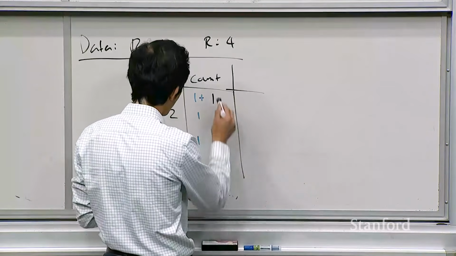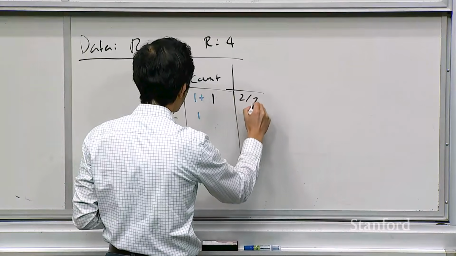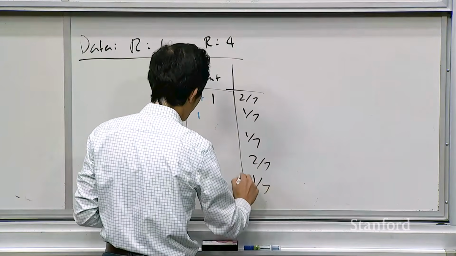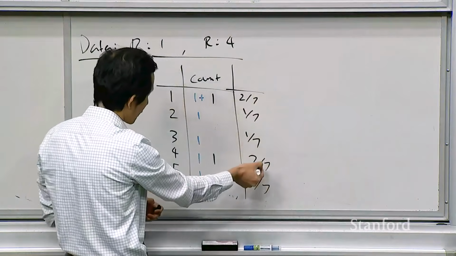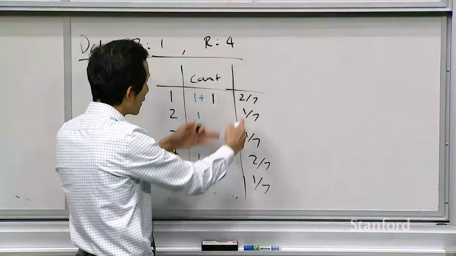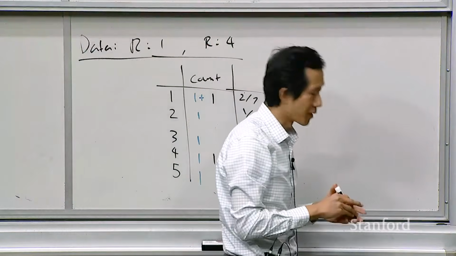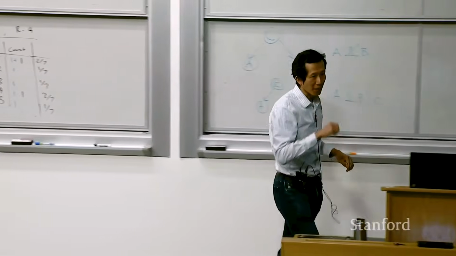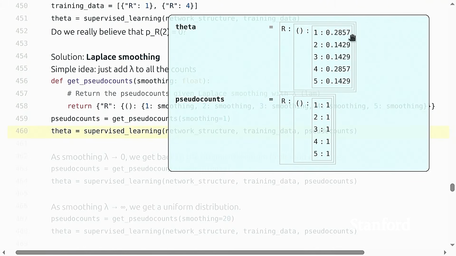So this is really a 2. So now this is 2 out of 7, 1 out of 7, 1 out of 7, 2 out of 7, 1 out of 7. So there's still more weight on the ones that I did see, but the other possibilities where I didn't see aren't exactly 0, they're just a smaller value. Okay, and that's exactly what these probabilities are.